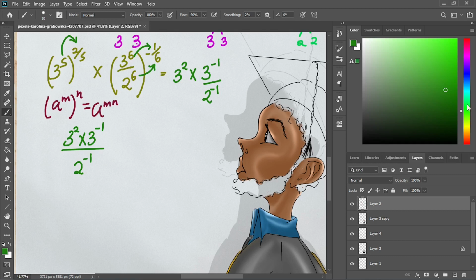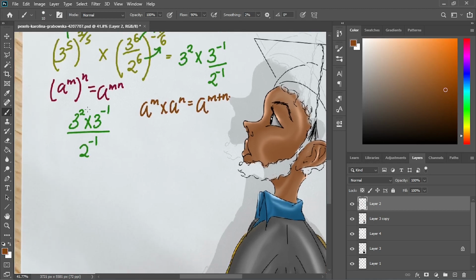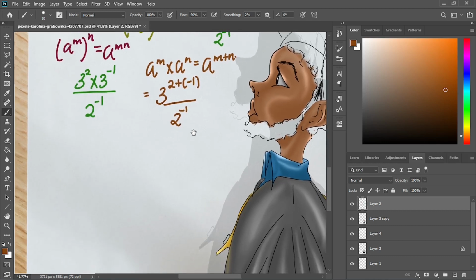But then we also know another law of indices, which says when you multiply two numbers and they have the same base, you need to add the powers. It will be m plus n. So when I multiply 3 to the power 2 by 3 to the power negative 1, mine is going to be 3 to the power of 2 plus negative 1, and then the whole thing over 2 to the power negative 1. Taking 2 plus negative 1, which is the same as 2 minus 1, which is 1, I'm going to get 3 to the power 1 divided by 2 to the power negative 1.